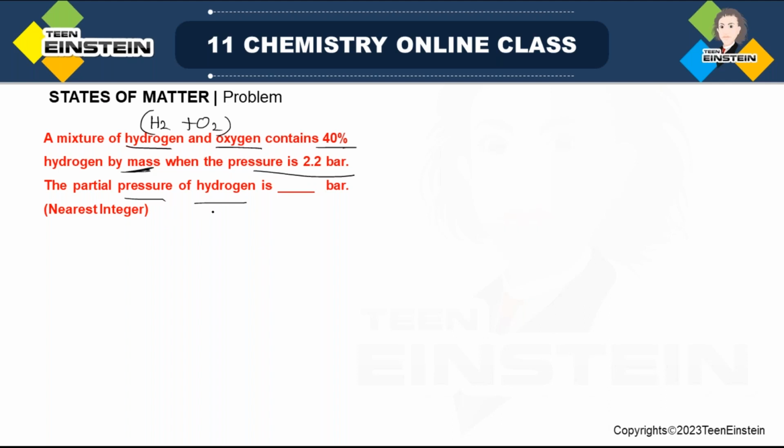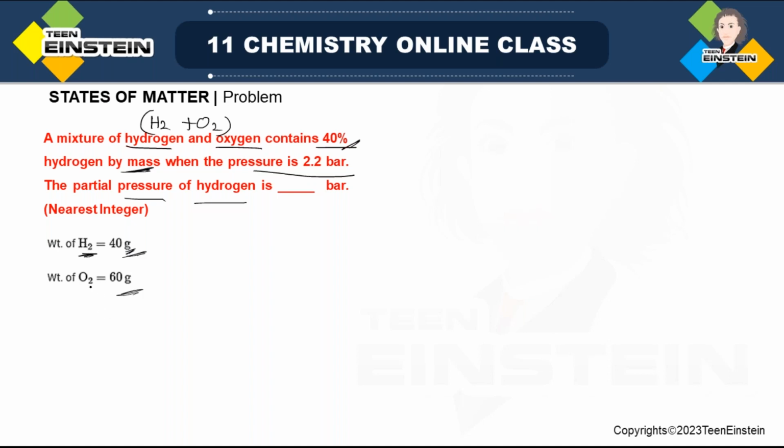We just have two components, H2 and O2. So if we consider mass, here it is given as 40%, but suppose I am considering the unit gram. You can also write any unit, it doesn't matter. So the weight of H2 is 40 gram when the total mass is 100, and O2 is 100 minus 40, because we just have two components, right?